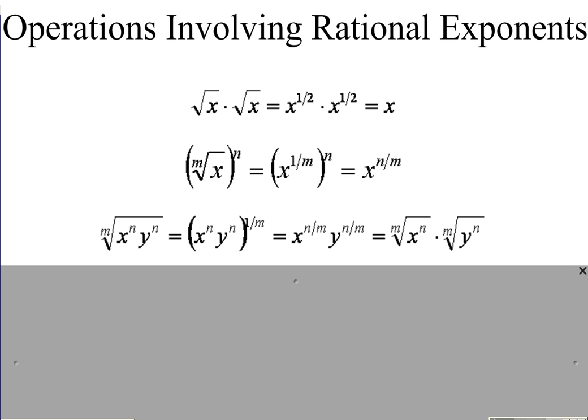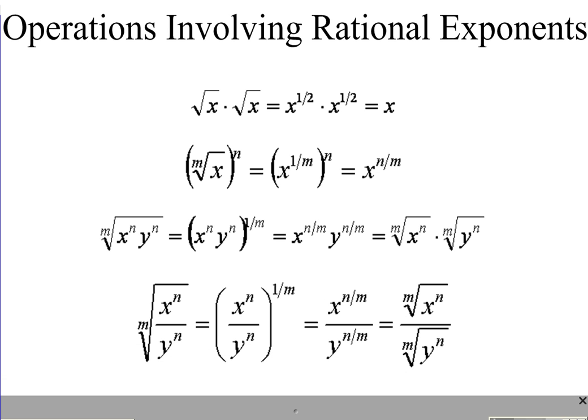Here, 2 steps. Mth root is the same as 1 over m power. Exponent to an exponent in both cases, x to the n over m, times y to the n over m. And then we can go back to radical form. If we work backwards now and go from exponential form to radical form, that denominator has to get moved back to the index on each of the radicals. So we get the mth root of x to the n times the mth root of y to the n.